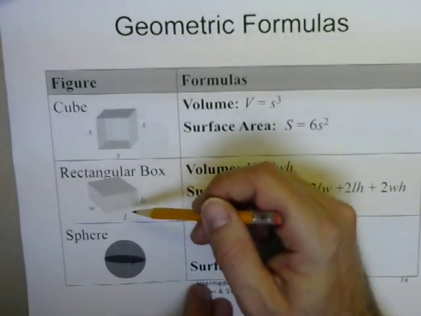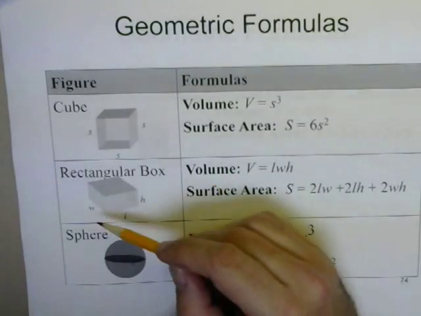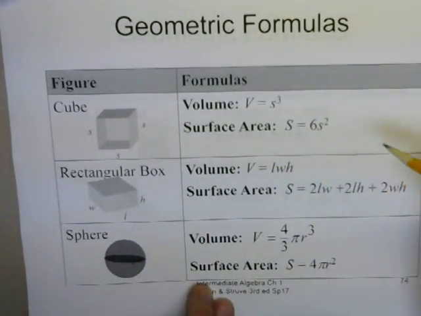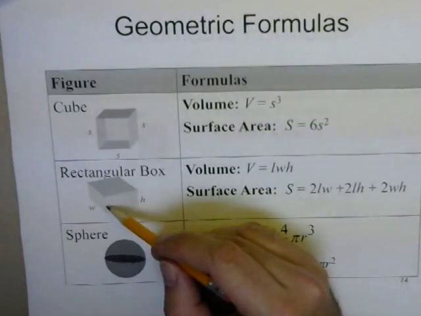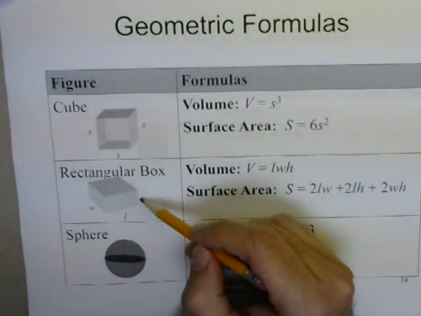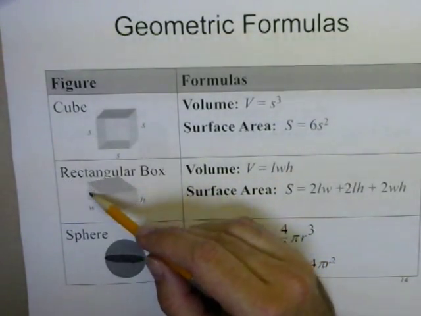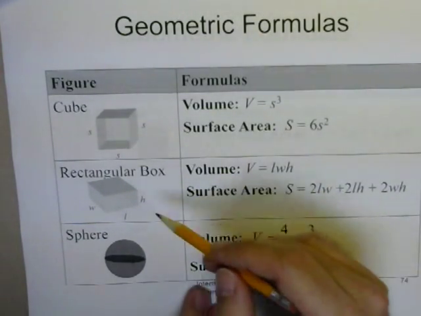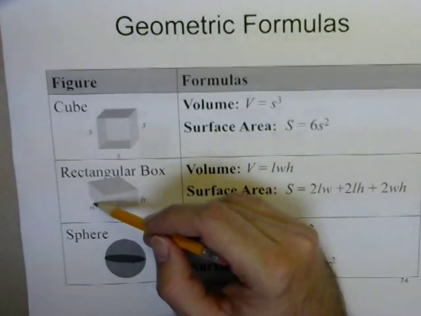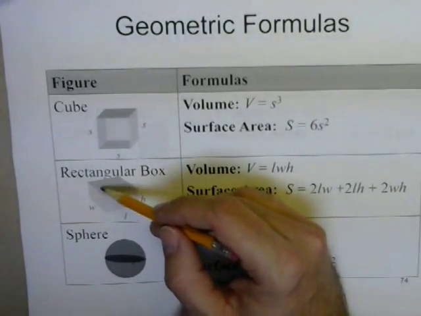For a rectangular solid, like a box, the volume is the length times the width times the height. The surface area then is what you get when you add up all the areas, right? So the area of this face would be the length times the height, and then there's the same surface on the back side, so you'll get 2 times that. And then same thing for every other surface. The area of this surface will be the width times the height.